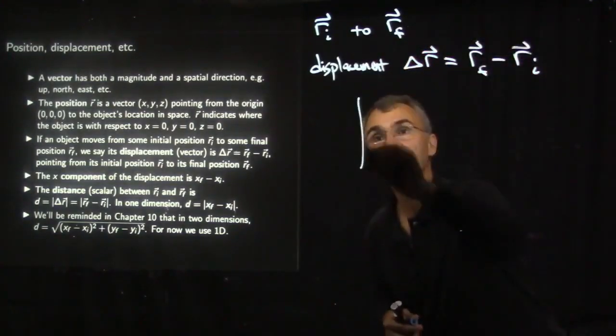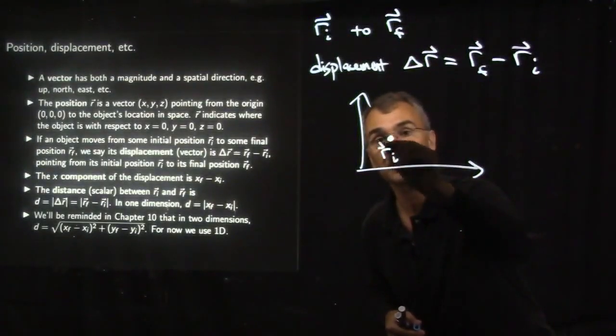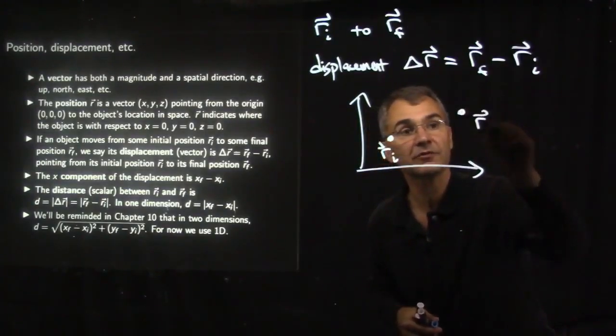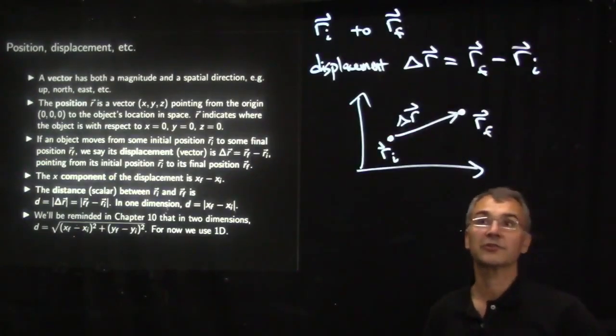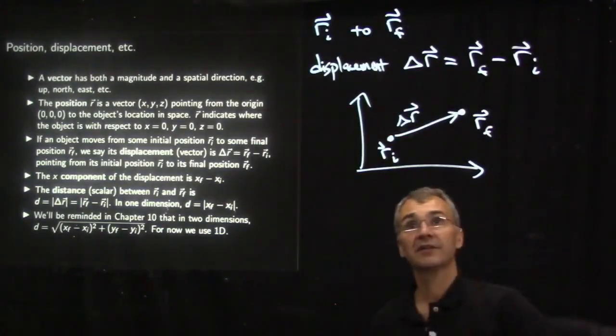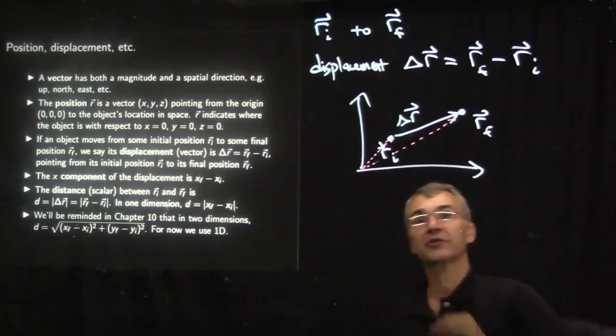If we were drawing things on a plane, let's say, or on a map, and if this point on the map represents r initial, and if this point on the map represents r final, this is delta r. So the delta r vector points from r initial to r final. Now, technically, this vector r initial points from the origin to r initial, and this vector r final points from the origin to that point r final.